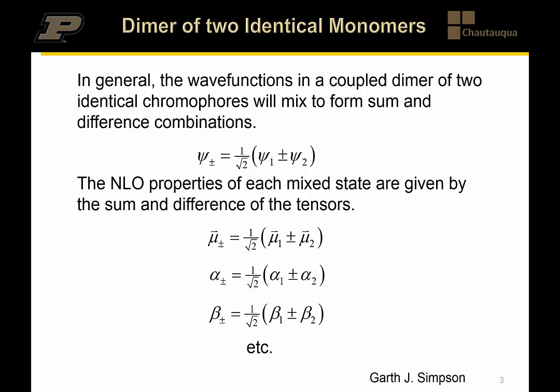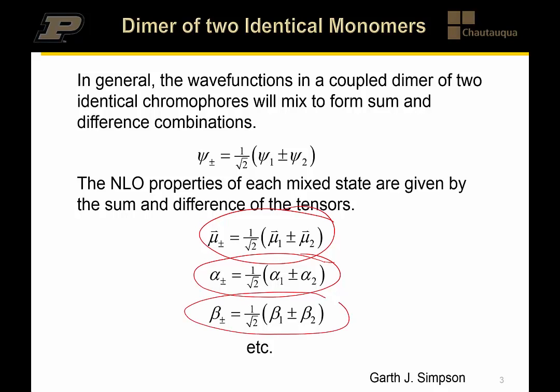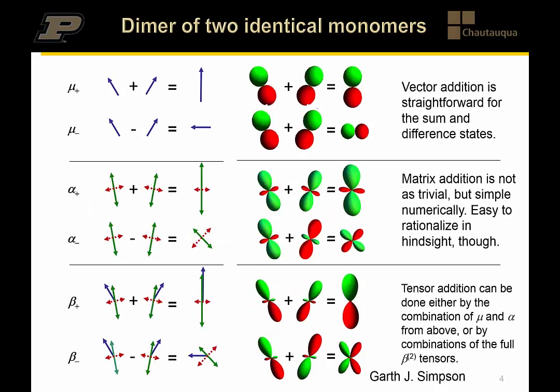Mathematically, it's really very straightforward to describe coupling between two monomers that are identical. You either form a sum or a difference linear combination of the two eigenfunctions, the wave functions, and those in turn correspond to a vector sum or difference of the transition moments, a sum or difference of the matrices describing Raman or two-photon absorption, and a coherent sum or difference of the hyperpolarizabilities describing the nonlinear interactions as well.